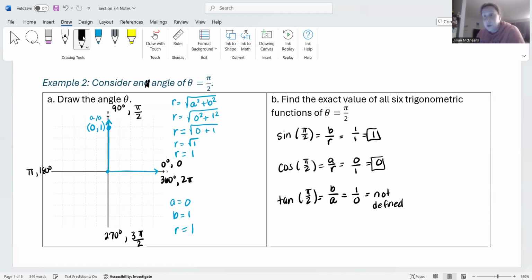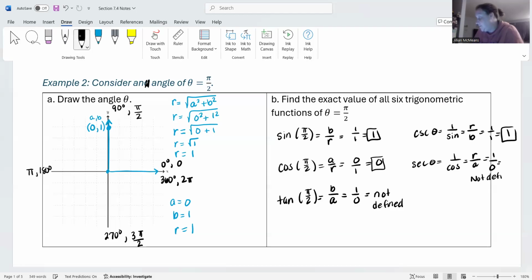Okay? Now, as far as cosecant, secant, and cotangent are concerned, they're reciprocals of the three main trig functions. So cosecant of theta is the same as 1 over sine, which is r over b, or 1 over 1, which is really just 1. Secant of theta is 1 over cosine, which is going to be r over a. Well, r is 1, but a is 0. So we know that, again, in this case, secant is not defined.